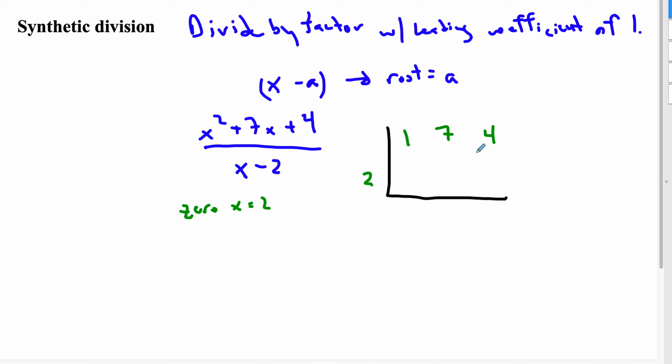Then here's the first step. First step is bring down the 1. That is, bring down the lead coefficient, okay? So the first step is to bring down the 1. Then you multiply these. So 2 times 1, and you write that there, okay?